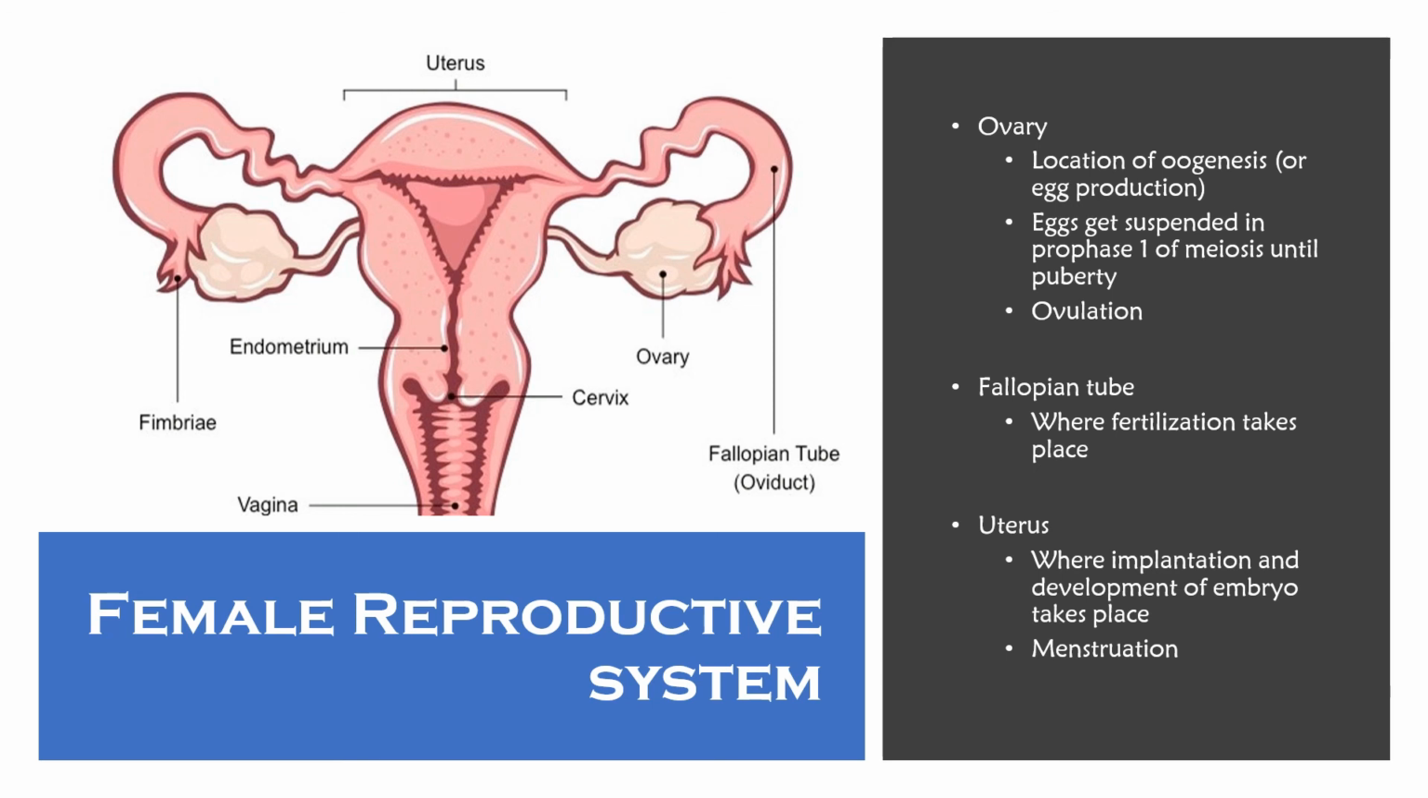The uterus is where implantation and development of the embryo takes place. It's important to note that there's this epithelial lining of the uterus, right? If there is a fertilized egg, you want that uterus, the epithelial lining, to be nice and snug. But if there is no fertilized embryo, that epithelial lining is shed in what's called menstruation.